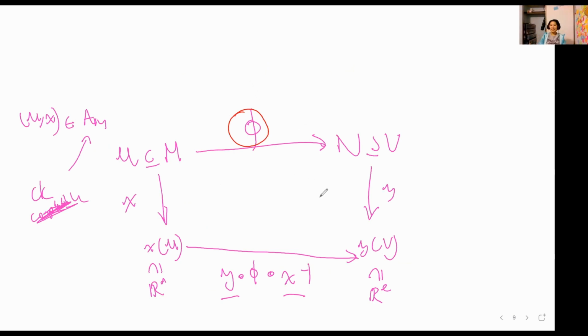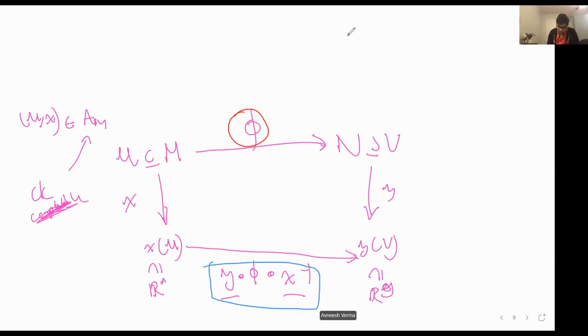Oh, wait a second. So we are defining differentiability on manifolds in terms of maps between R^D's. Oh, yeah, this is what it means. That makes sense, right? So now we're saying if this is differentiable, then we'll just say that phi is also differentiable. If Y after phi after X inverse is differentiable, then we'll call phi differentiable. So this is a definition.